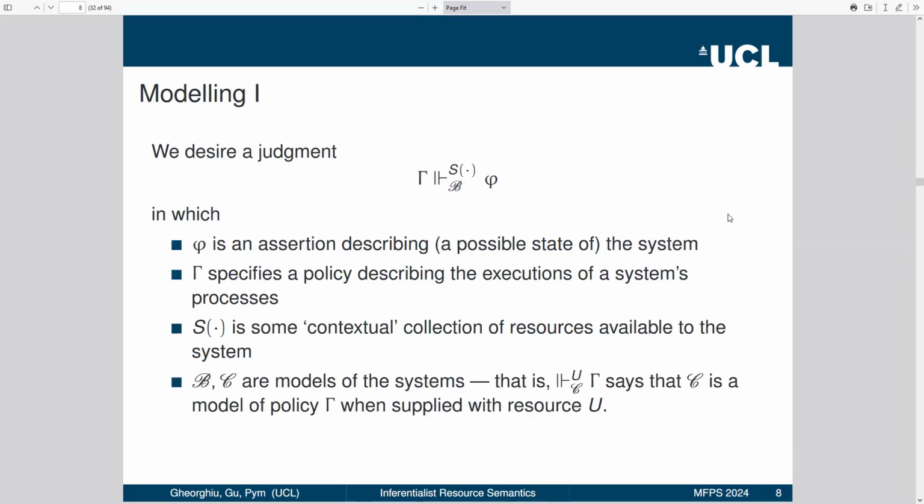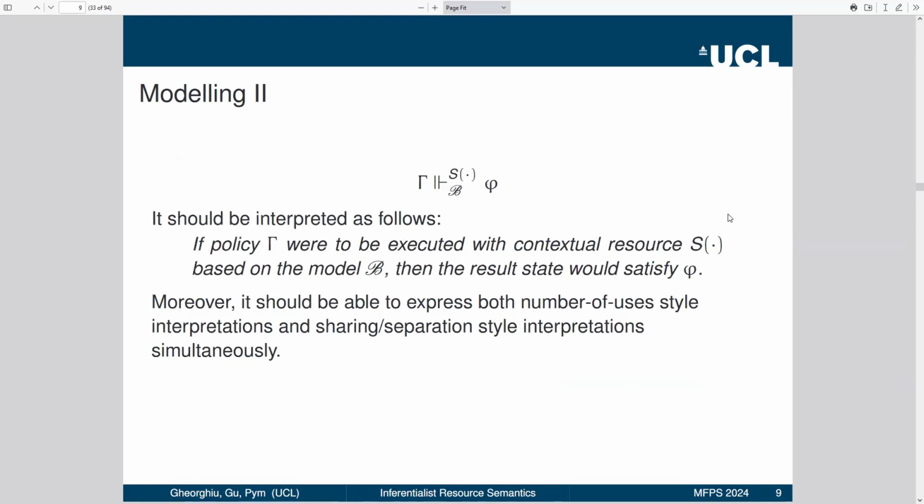And then these calligraphic B's and C's and so on are what you can mean by model in this case. So a judgment of this form at the bottom says that if you have the policy gamma, then this set of resources U, together with C, form a model of that policy. Okay. So that's our task, to come up with this kind of judgment.